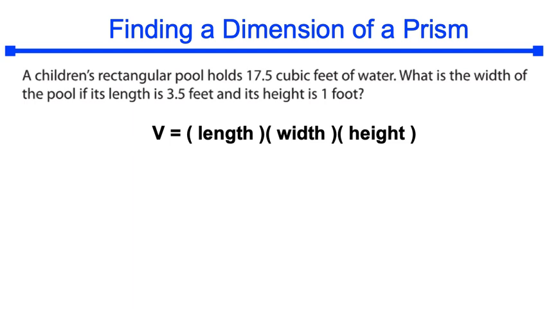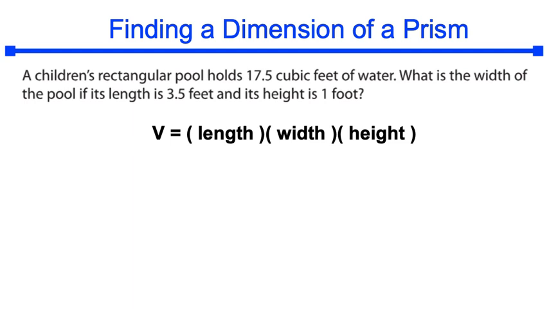In this video tutorial, we're going to be using the volume formula of a rectangular prism to find one of the missing dimensions. Our word problem states that a pool holds 17.5 cubic feet of water. What is the width of the pool if the length is 3.5 feet and the height is 1 foot?